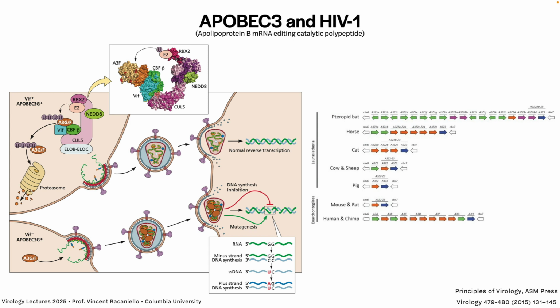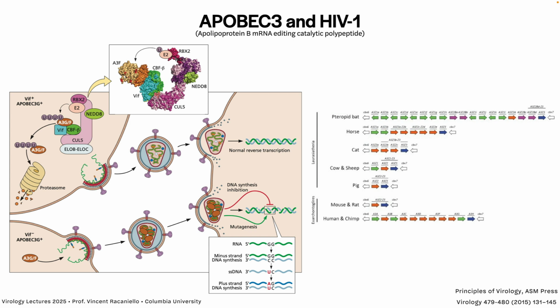And so basically, VIF forms part of this complex here that ends up ubiquitinating ApoBecs. So here's the three-dimensional structure of it. Here is the ApoBec. And VIF is part of this, linking all this together, and the ubiquitination enzyme is right there. So when ApoBec is degraded, obviously it can't get into the virus particle, so we have normal reverse transcription. And so VIF is very important. If you take it out of the virus, it will not replicate.